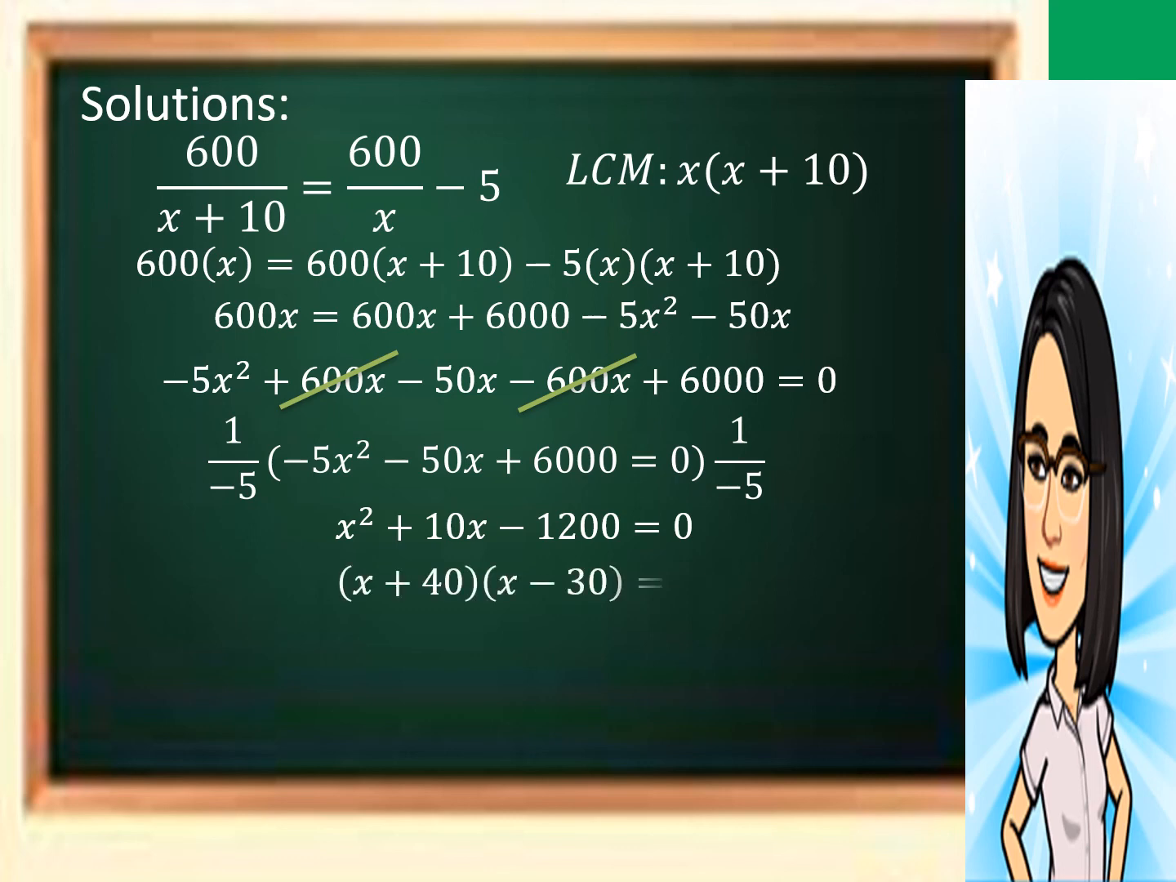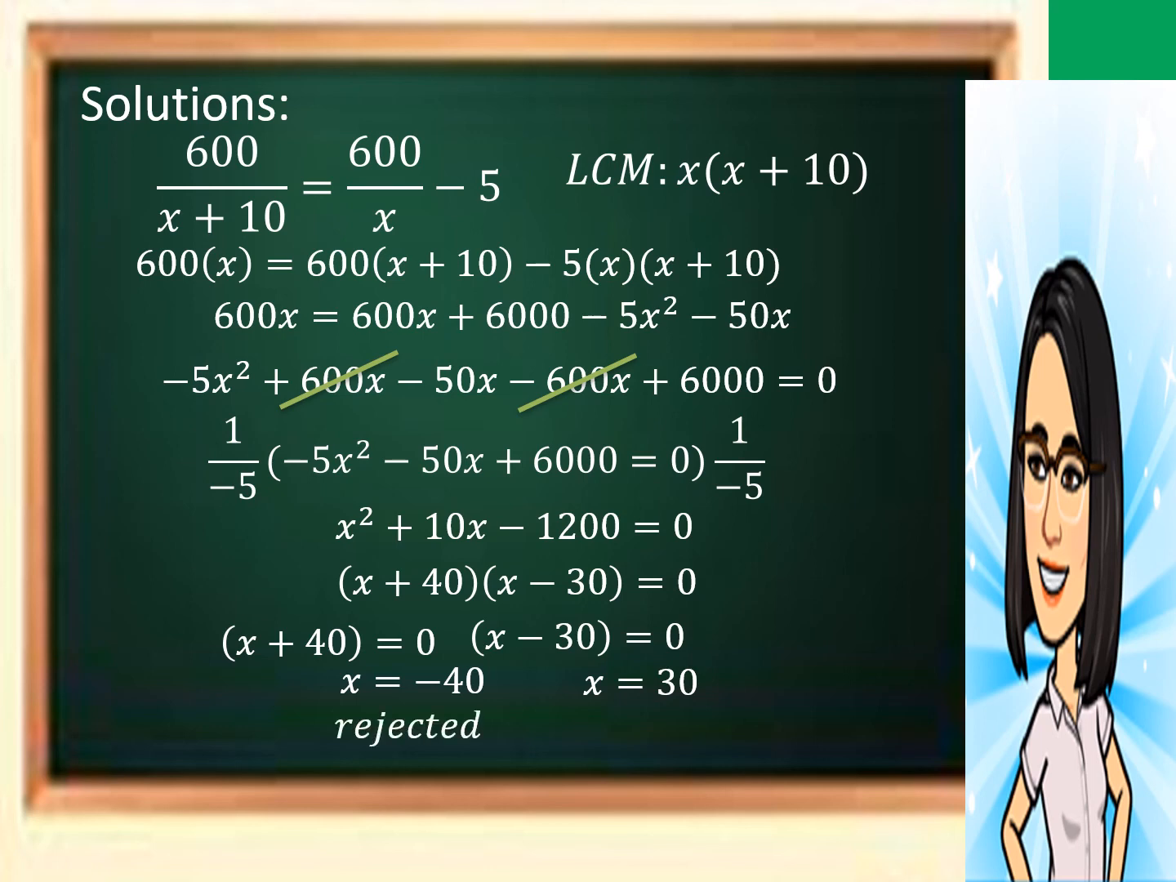By factoring, we will get the quantity of x plus 40 times the quantity of x minus 30 equals 0. Applying the zero product property, we have x plus 40 equals 0, so x equals negative 40. On the other hand, we have x minus 30 is equal to 0, so x is equal to 30. Since there is no negative measurement, we have to reject negative 40.